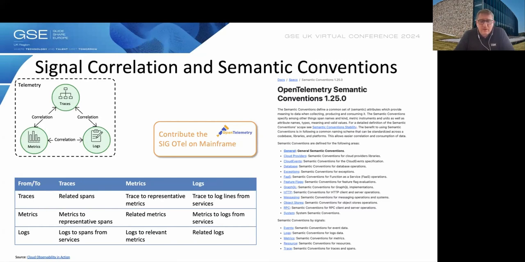And they are really there to provide a common naming scheme for attributes, for resources, for operations, so that once this telemetry data is available and supporting the semantic conventions, any observability product can consume it and can essentially make sense of this data.